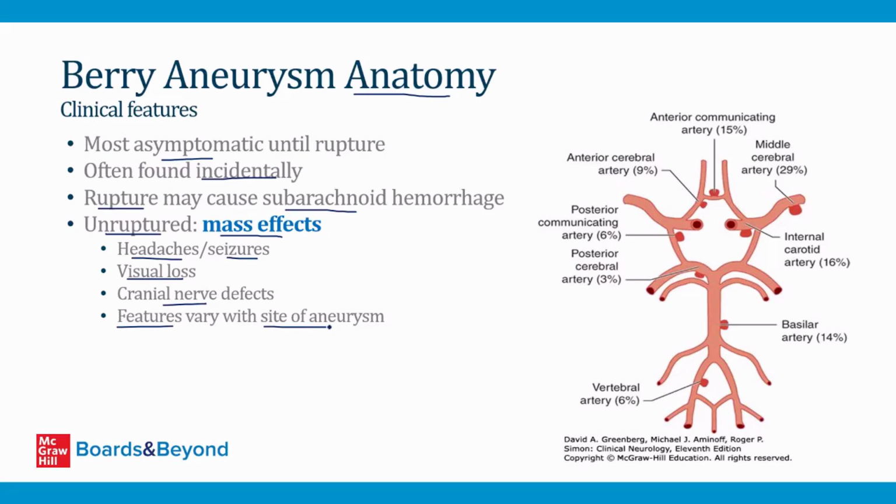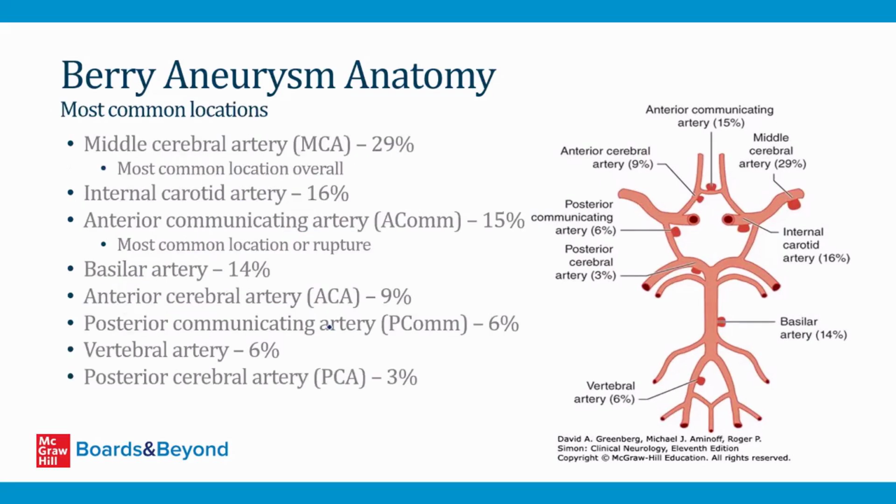Certain anatomic locations tend to lead to certain clinical features if the aneurysm is large and unruptured. Shown on this slide are the most common locations for berry aneurysms. The most common location overall is the middle cerebral artery, responsible for about 30% of these aneurysms. You should know, however, that the most common location for a ruptured aneurysm is actually not the MCA, it's the anterior communicating artery. So in some lists of most common locations for berry aneurysms, you'll see the anterior communicating artery at the top, because that's a list of the most common sites of rupture. What I'm showing you here are the most common sites overall.